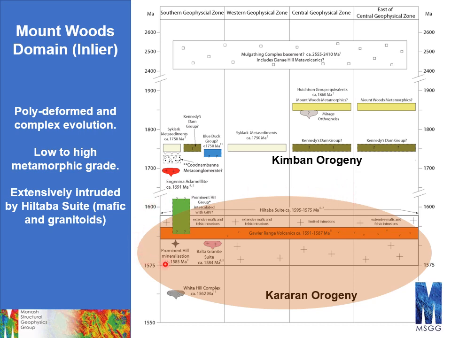And then a second phase of sedimentation and significant igneous activity related to what we call the Hiltaba event, and then that was overprinted by the Coorabie orogeny. So that's some geological knowledge that we could take into the equation. There are basically zones of high-grade metamorphism and relatively low-grade metamorphism, and the terrain is extensively intruded by Hiltaba suite mafic and granitic rocks as well.